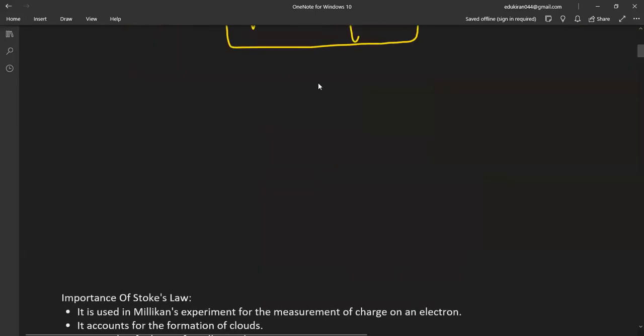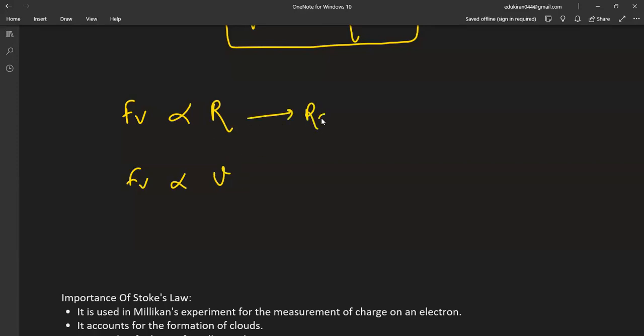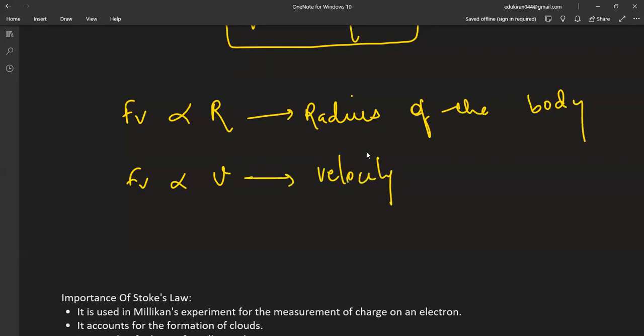Now, what exactly is the law? The law basically says that the viscous force depends upon the radius of the sphere and the velocity. So r is the radius of the body, meaning this depends upon the body, and v is the velocity of the body. So it depends upon these two things. This particular case is for a sphere.